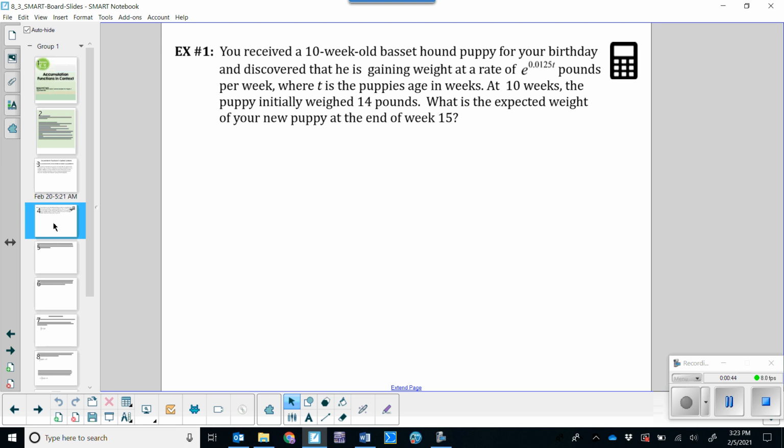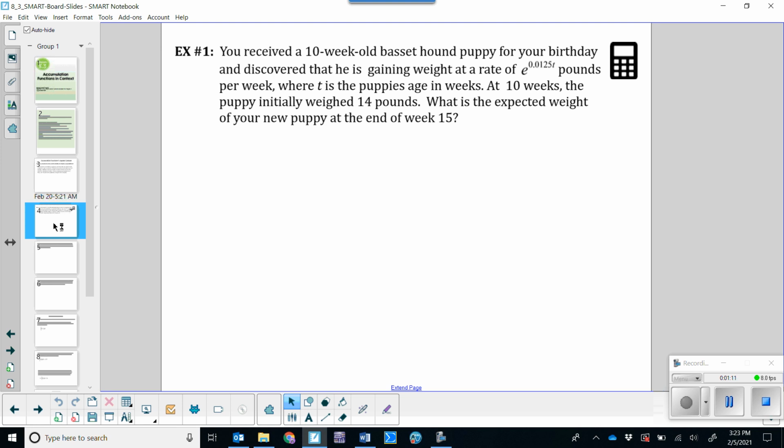All right, so here we have a scenario where we have a 10-week Basset Hound puppy and discovered he's gaining weight at a rate of e to the whatever pounds per week, where t is the puppy's age in weeks. At 10 weeks, the puppy initially weighed 14 pounds. What is the expected weight of your new puppy at the end of week 15?